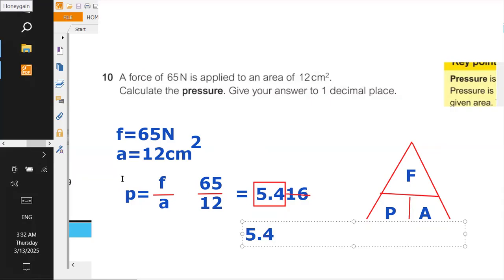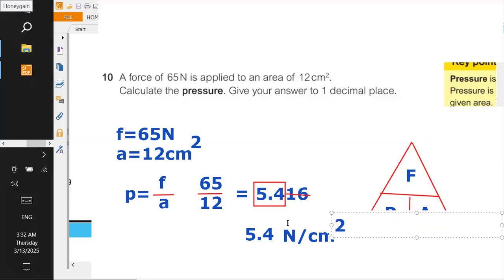And because I'm looking for the pressure, it will be the force over the centimeter squared. So basically, the pressure is Newton per centimeter squared. So I write it like this, Newton per centimeter squared. And this is how you answer a question like this. So focus on the triangle and focus on how we use the formula to find the answer. Now let's move on to the next question.